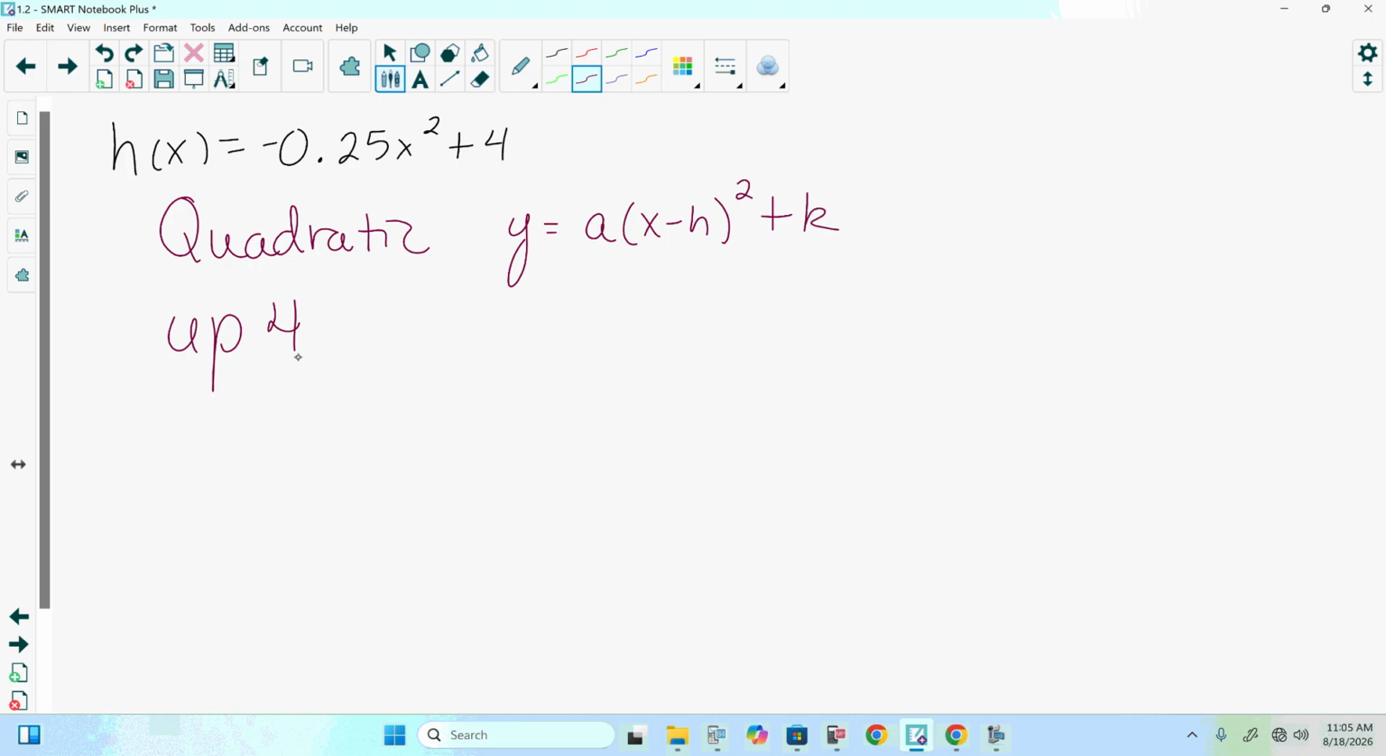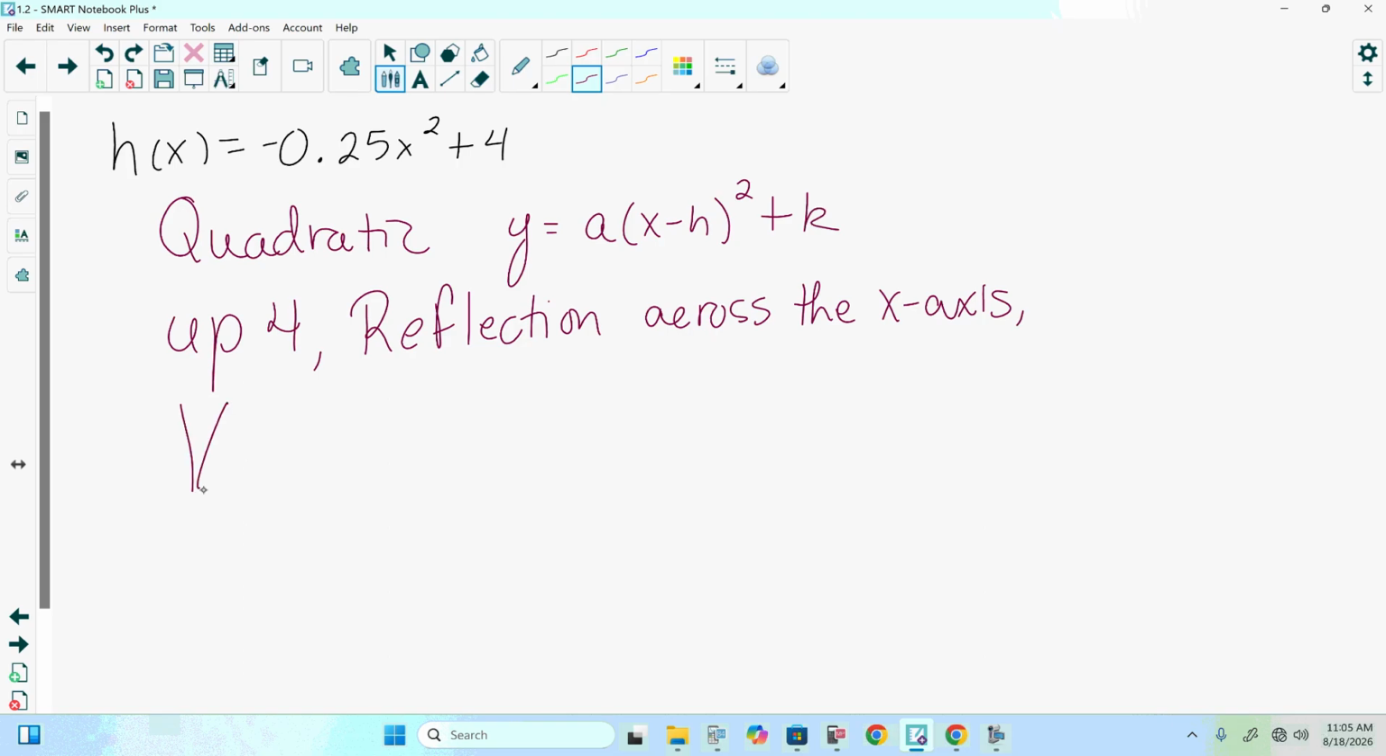Do we have a value for h? No, there's no parentheses, so h isn't there, so there is no movement left or right. Do we have a value for a? We do. Is it negative? Yes, so the negative tells me that there is a reflection across the x-axis. That's all the negative tells me. The 0.25, not negative 0.25, the 0.25 tells me that there is a vertical stretch or a vertical shrink.